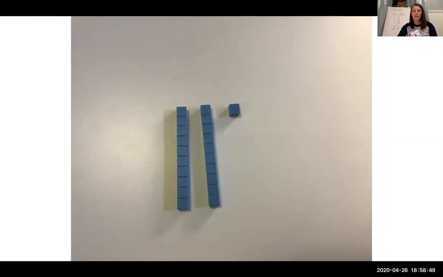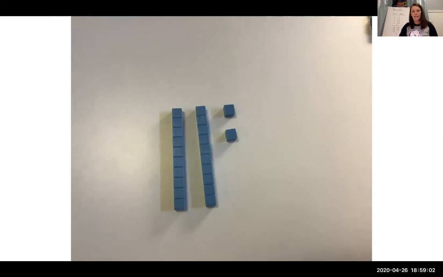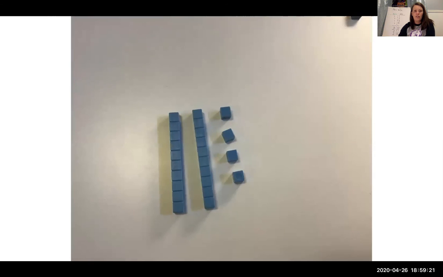Let's see what happens if we add a 1. I have 2 tens and 1 one. 2 ten 1, 21. 2 tens and 2 ones. 2 ten 2, or 22. Let's do 2 more together. 2 tens and 3 ones. 2 ten 3, 23. 2 tens and 4 ones. 2 ten 4, or 24.